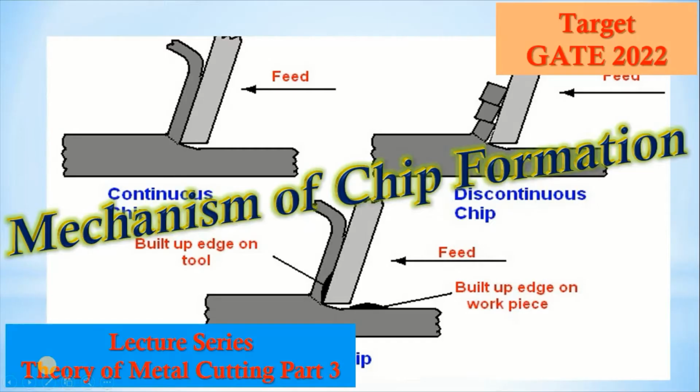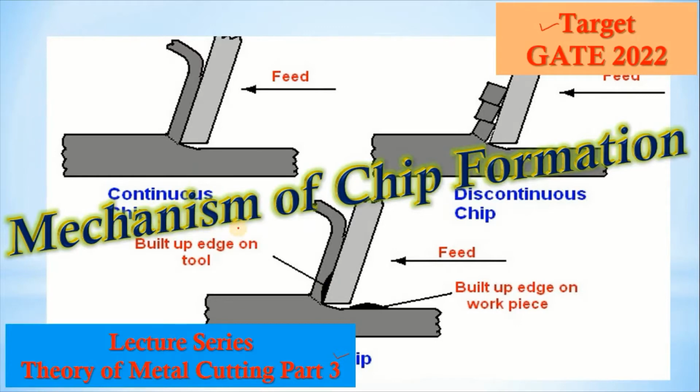From this channel we are targeting GATE 2022 for mechanical engineering and production and industrial engineering. We have started the lecture series for theory of metal cutting. Today we are going to discuss part 3. Earlier we discussed in part 1 and part 2 the types of methods of machining, and if you missed this part, the link is in the description box.